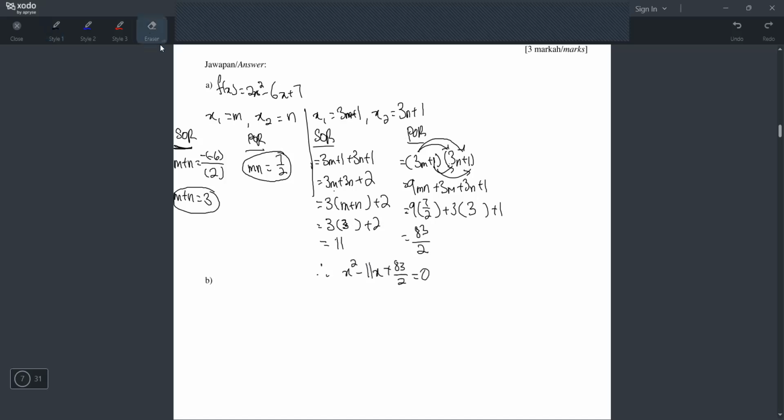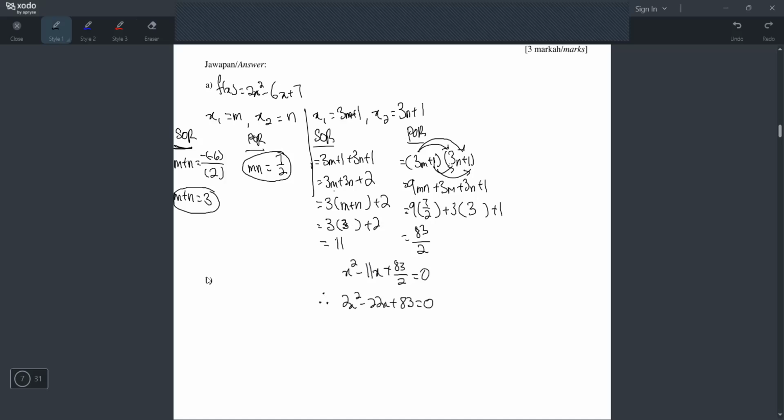Okay, please don't tell me you stop your answer here, because you should simplify so that your answer doesn't have a fraction. So how can you simplify this? You can make everything times 2, because we want to get rid of the fraction. So it will be 2x squared minus 22x plus 83 equals 0. So this actually should be your final answer.